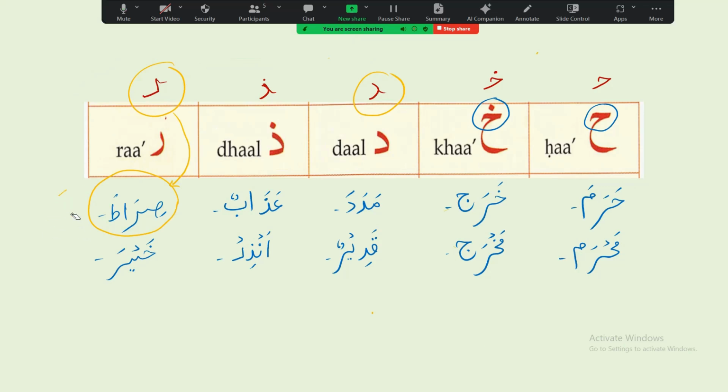Sirata, Sirata, Ra sound here. Now when Ra comes at the end, it is something like this.